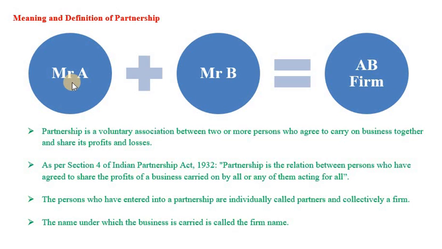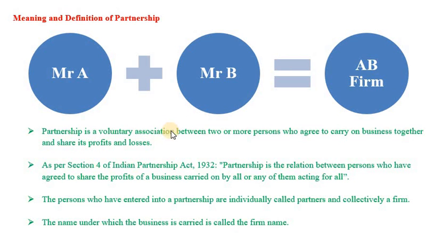Mr. A is there and Mr. B is there. A and B come together to form what? AB firm. Now let us understand this definition with the help of this example.